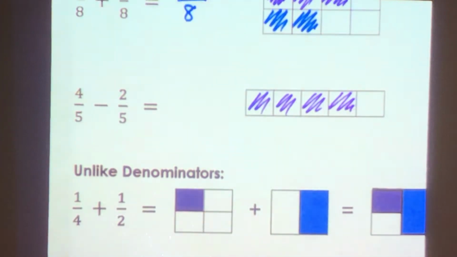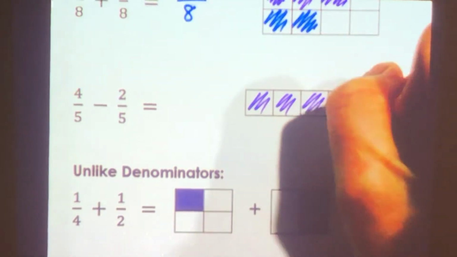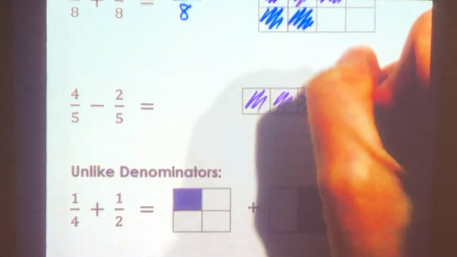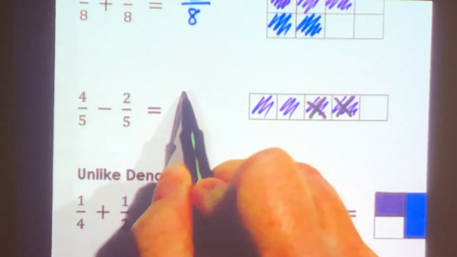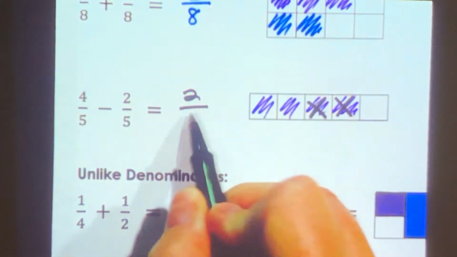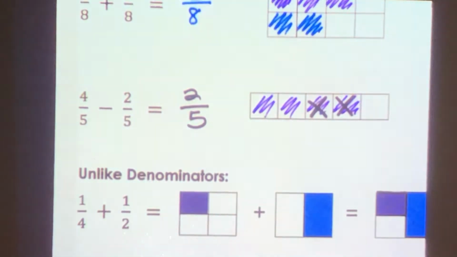And if I subtract 2/5, that means I want to take 2 away, 2/5 away. So here is 1/5 being removed. Here's another 5th being removed. And when you subtract, you're going to tell me what's left. Well, in looking at this, I see that I have 2 shaded pieces out of the 5. So again, the numerator is the number of pieces that we are counting. The denominator is how many pieces it's broken up into.